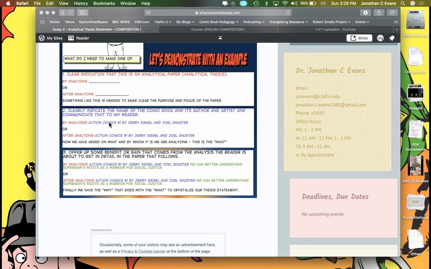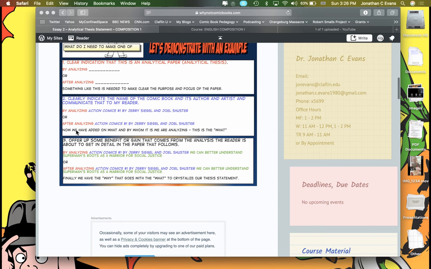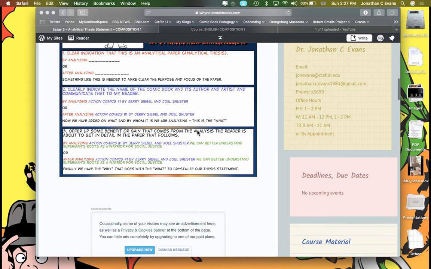I added the title of the comic book I'm reading. The title itself, not the number, goes in italics. By, and here's the writer Jerry Siegel, and here's the artist Joe Shuster. You at least need those 2 people. All right. And I did the same thing down here. Now that we've basically added what and by whom it is we are analyzing, this is ultimately the but section. That is what you have to have in order to start moving forward.